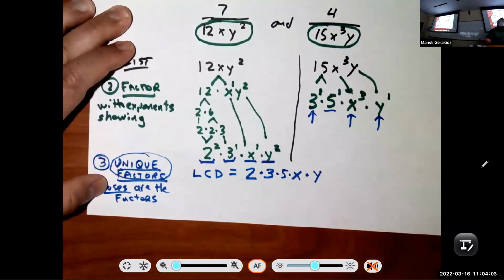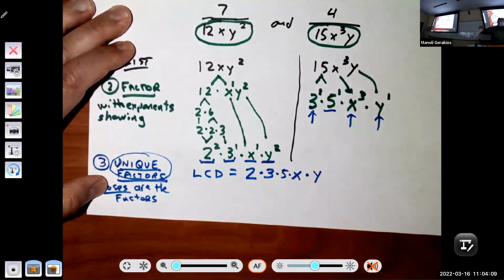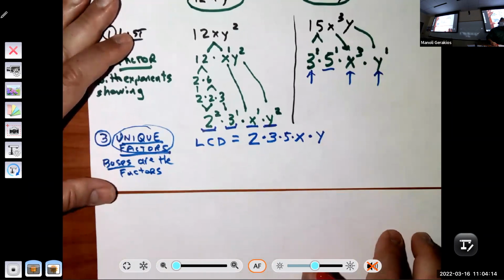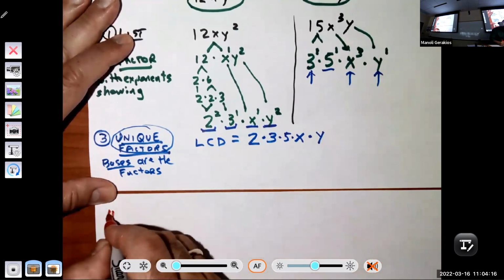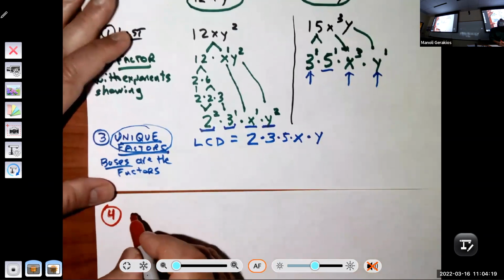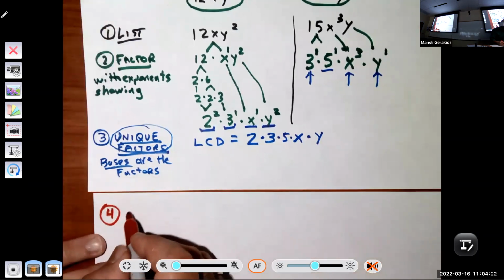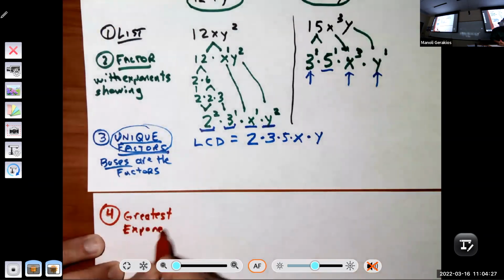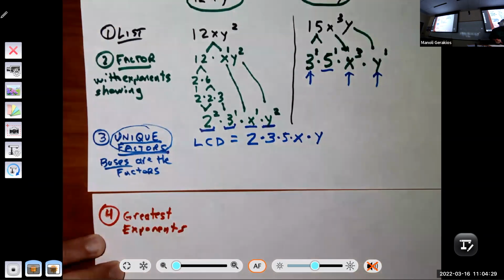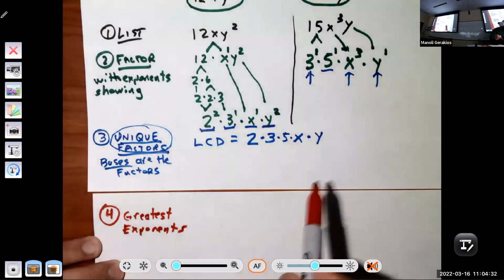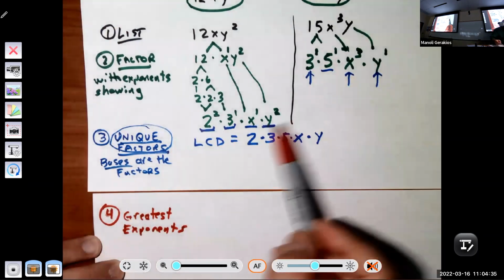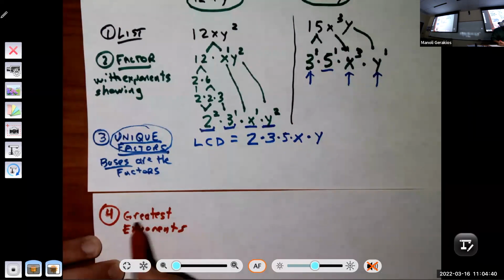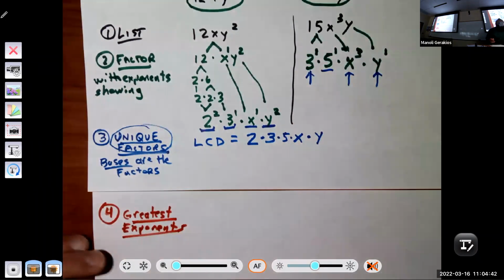Okay, last thing, step 4. I'm just going to show a new piece of paper. The last step in this. I want to apply the greatest exponents that I see from the factor trees on every one of these. The greatest exponents I find in the bottom row of these factor trees, the green factor trees, to each of these factors. This is the last step. Greatest exponents. So watch what this means.